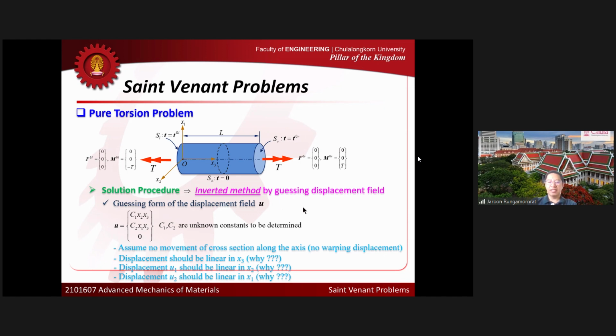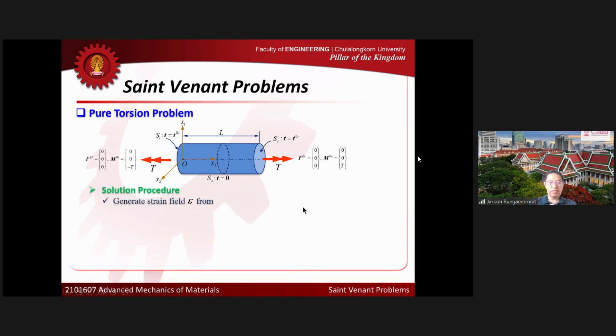Okay. Now, I generate the strain field from the guessed displacement field. This is the way that I think is simple, because if you try to check the Navier equation, that is one way that is possible. But here, I will not try to do it in that way. I try to generate all the remaining fields, and then I check all the basic equations.